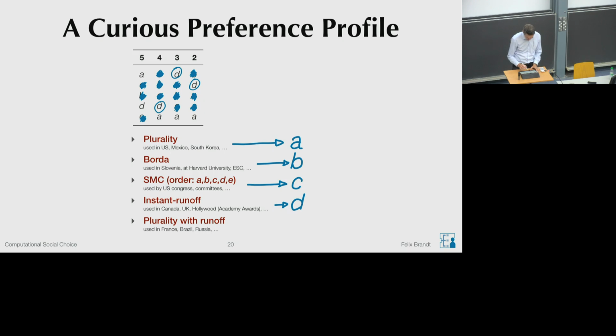Last rule in the example is plurality with runoff, which is the rule that is used for presidential elections in France. Let's remove all of these notations here. So here we take the 2 alternatives with the highest score. Again, we are talking about plurality score. And then these 2 alternatives face off in the majority comparison. So which 2 alternatives would that be? So A, of course, and E. Right, so A and E are facing off.